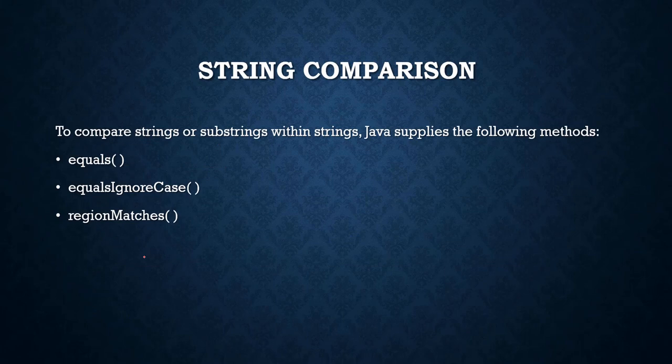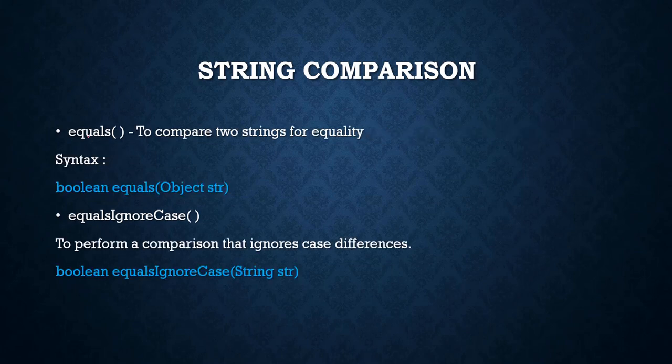Moving on, string comparison. To compare strings or substrings within a string, we have the following methods: equals, equalsIgnoreCase, and regionMatches. The syntax of the equals method is equals(Object str). To compare strings, it returns a boolean value. If the two strings are equal, it returns true, otherwise it returns false. And at times if you want to ignore the case, you can use the equalsIgnoreCase method to perform a comparison that ignores case differences.